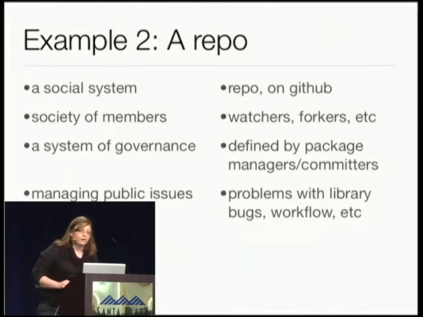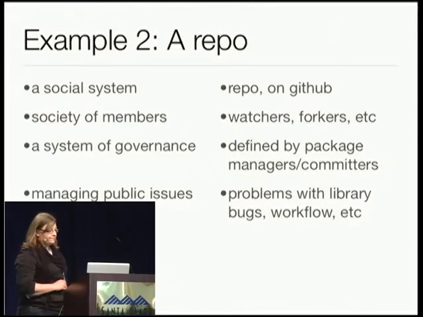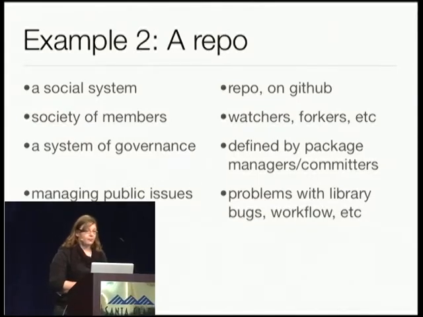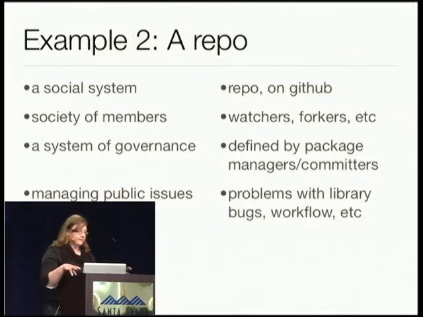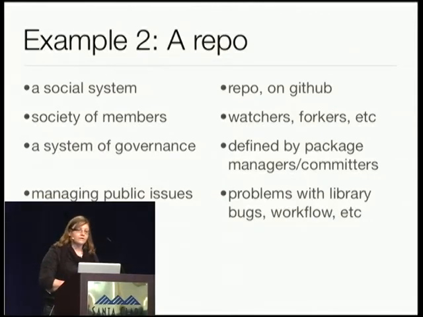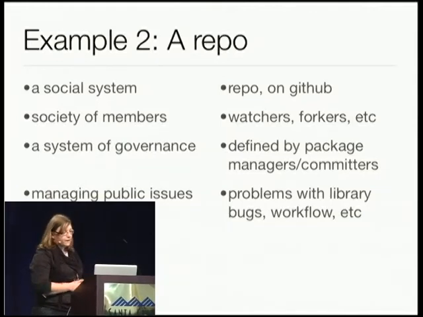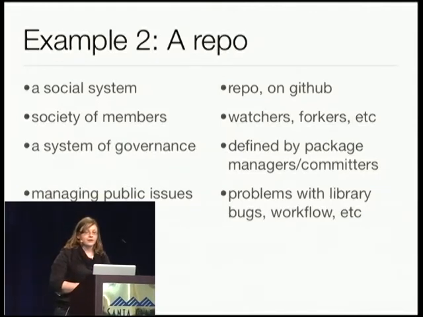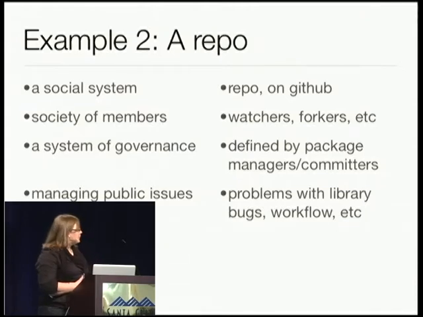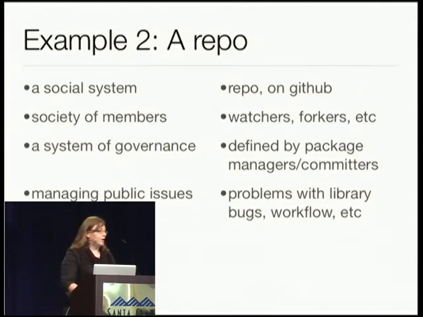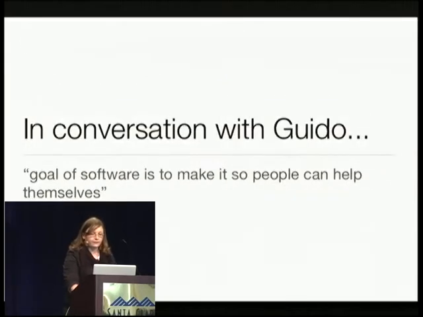On a more micro level, a repo. Looking at a repo on GitHub, that's your social system. Society and members are watchers, forkers, contributors, managers. The system of governance is defined by managers and committers. And lastly, managing public issues. I don't think I need to draw that too far. Solving bugs and the workflow.